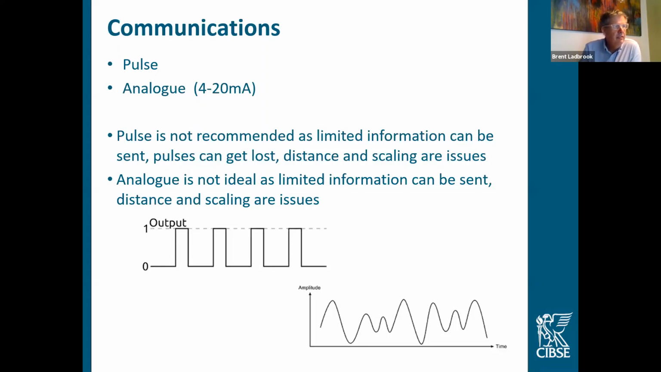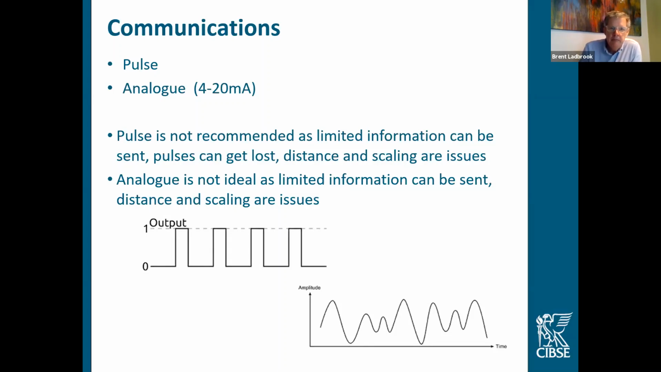Pulse is not recommended. Limited information can be sent. You're only going to send one bit of information, whether that's the kilowatts or the temperature, you've got to decide. And simply one pulse is going to be equal to one bucket of water, whatever you scale it at. The problem is we're limited on how far we can send that signal, and pulses get lost, so they get interfered with by other cables around.